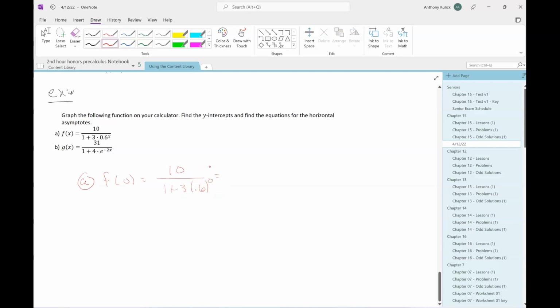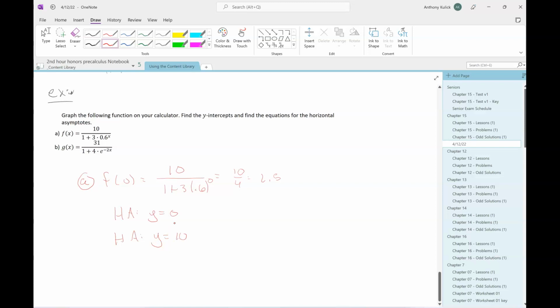So 0.6 to the 0 is 1. 3 times 1 is 3. 1 plus 3 is 4. So we have 10 over 4, or 2.5. Cool with that? One horizontal asymptote is always at 0. The other horizontal asymptote is always at c.